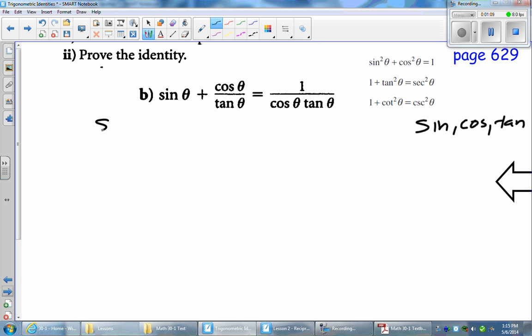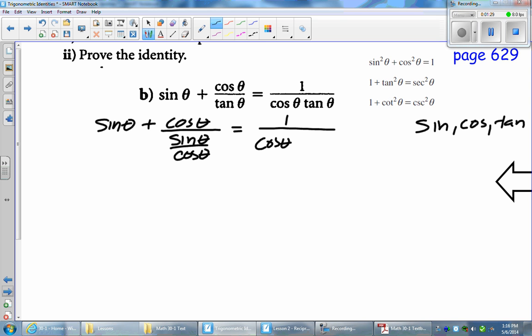So what I have here is sine theta plus cosine theta, all over, instead of tan theta, I'm going to replace that with sine theta over cosine theta. Once again, that is your quotient identity. This is all equal to 1 over cosine theta times tan theta, which is once again sine theta over cosine theta. On the right-hand side, we have something in common: cosine theta and cosine theta cancel out. So what I end up having on the right-hand side is 1 over sine theta. That's as simplified as we can go there.